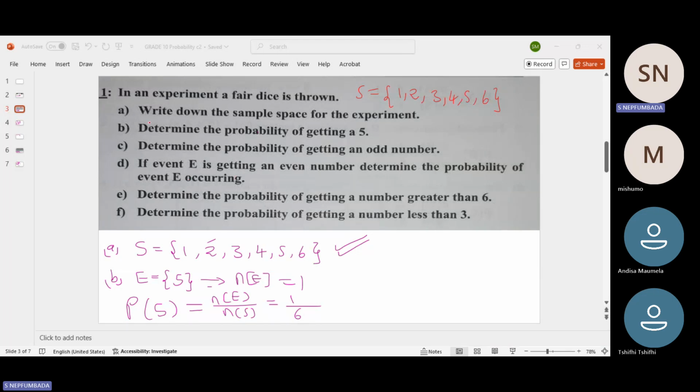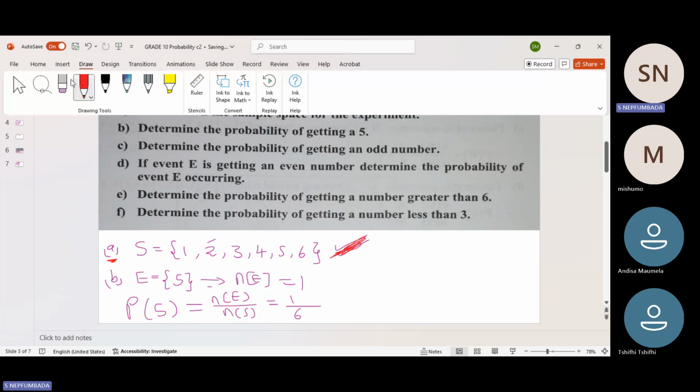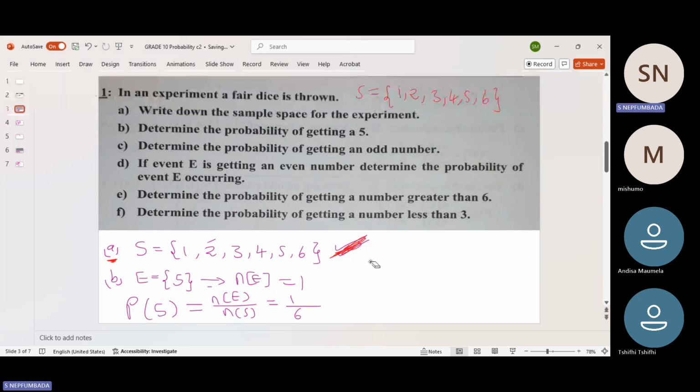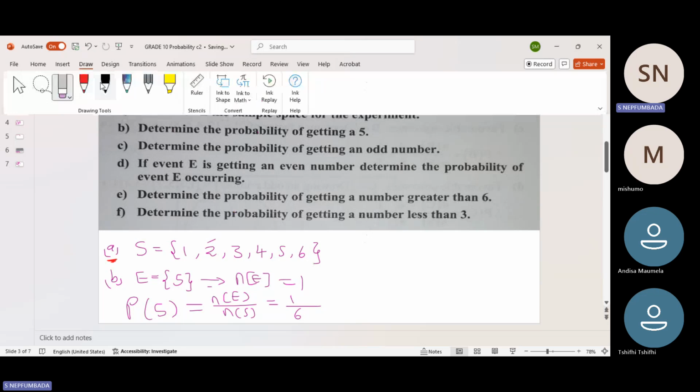The question says, write down the sample space. The sample space is the total number of everything for the experiment. A sample space is represented by the letter S. On the dice, we've got 1, 2, 3, 4, 5, 6. This is our total number of the sample space. If you have a question, you must ask before we proceed with the lesson.